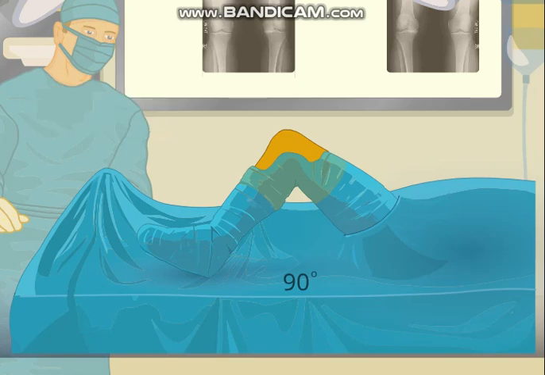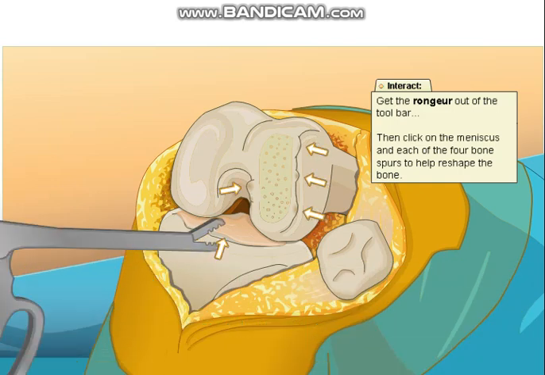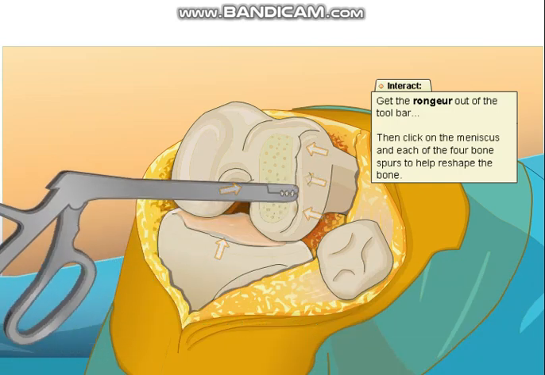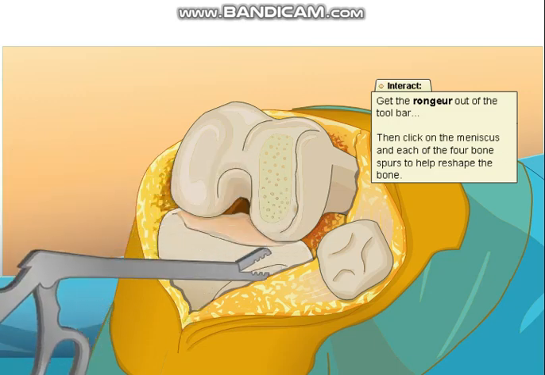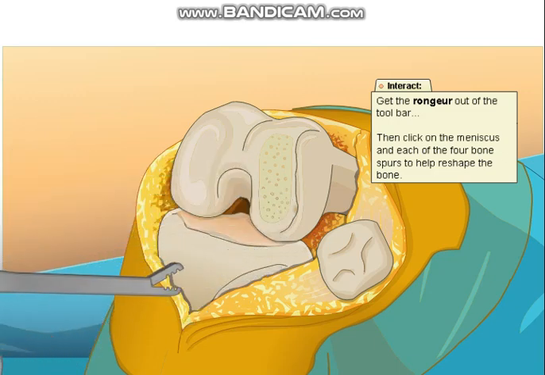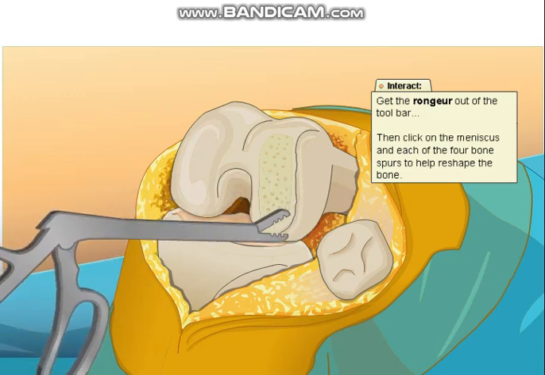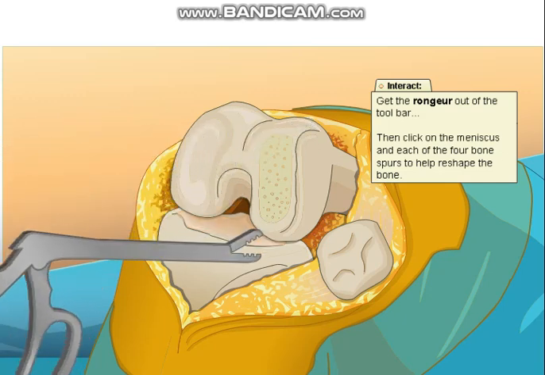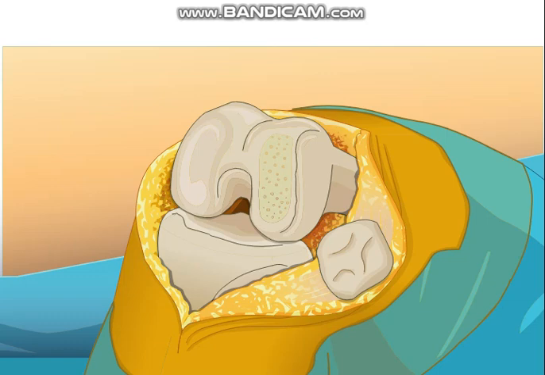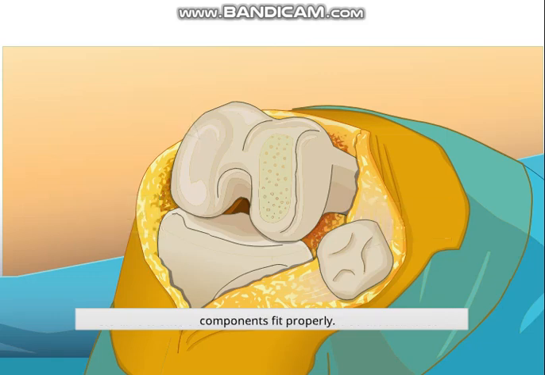Now the leg is at the proper angle. Use the rongeur to remove the anterior cruciate ligament, or ACL, the meniscus, and any bone spurs that may be lurking about. Are you a good sculptor? It's time to shape the femur, tibia, and patella so the new knee components fit properly.